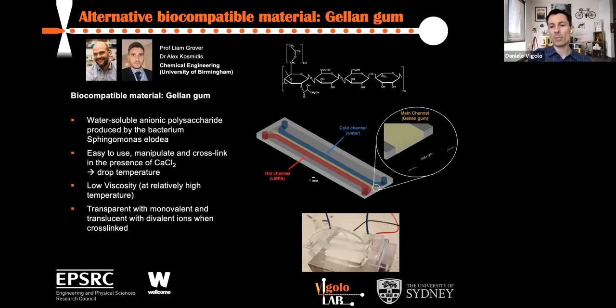So the device is relatively similar to what we saw before. We have a channel in the middle with the sample. We have, again, a temperature gradient across, with a low melting point alloy and cold water. The device, of course, will require a Peltier module to control the temperature to induce cross-linking. Now, the benefit of this is that we can really explore a much larger range of conditions.